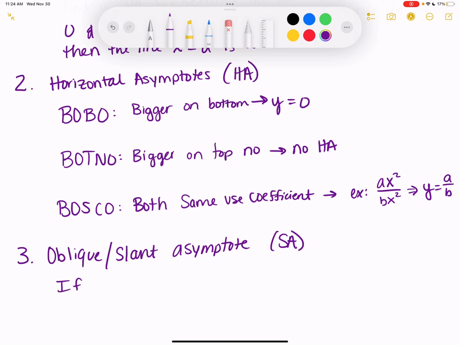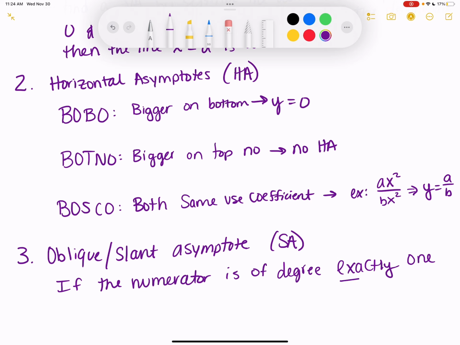If the numerator is of degree exactly 1 more than the denominator.